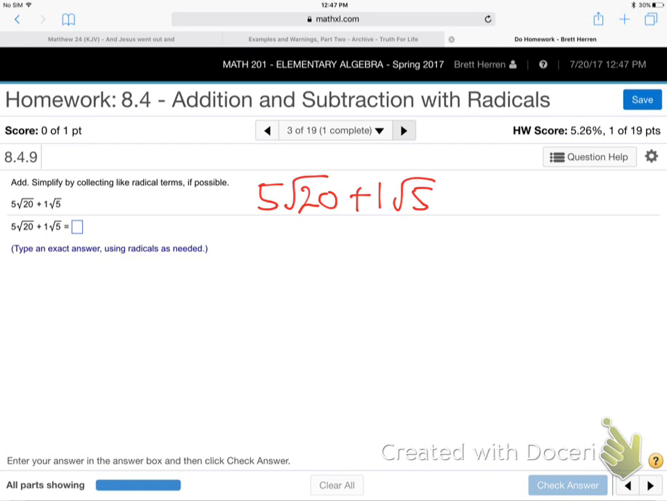One more time? Does it matter if the 1 is in front of the square root of 5? Oh, it's optional. Yeah. 1 root 5 or just root 5. Same thing.